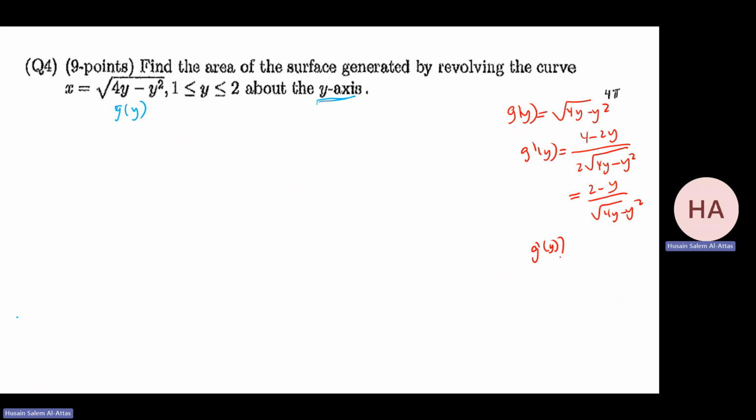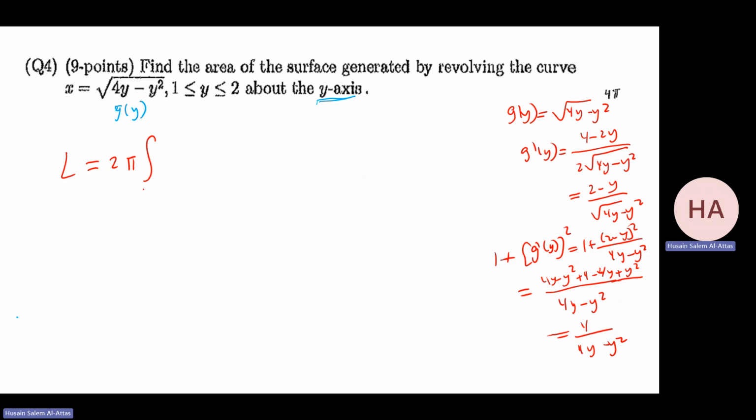G prime squared: 1 plus (2 minus y) squared over 4y minus y squared, which is, if I have 4y minus y squared there, 4y minus y squared plus 4 minus 4y plus y squared. So that gives me 4 over 4y minus y squared, like what we did before. Okay, so L will be 2 pi integral, the y values from 1 to 2, x times square root of 1 plus g prime of y squared dy.